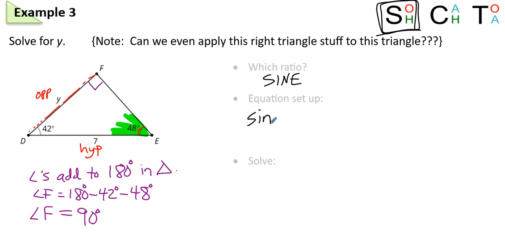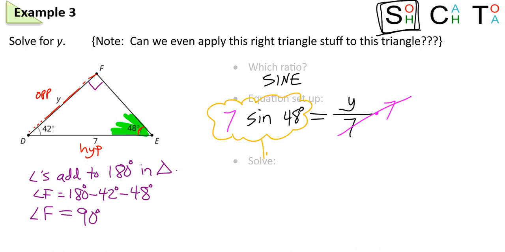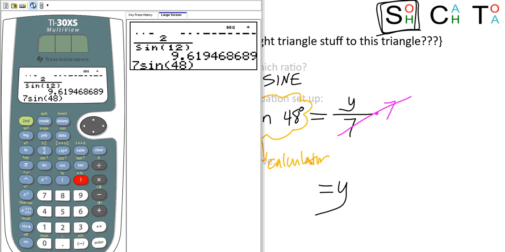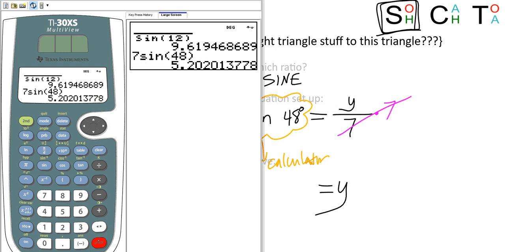So the sine of 48 degrees is equal to, we want the opposite in the numerator, and we want to divide that by the hypotenuse. So y divided by 7. So we're trying to solve for y. So we'll multiply both sides of the equation by 7. That one cancels out, and we get 7 sine 48 equals y, at which point we could go ahead and use our calculator. And we want to do 7 multiplied by the sine of 48. And our calculator tells us that that is 5.20.